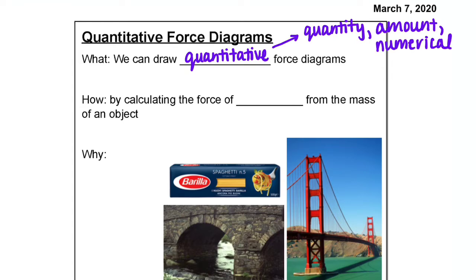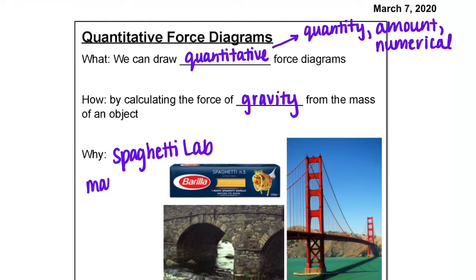We're going to do this by calculating the force of gravity acting on objects based off of their mass. And if we're able to do this, we're going to be able to apply this skill to something we did way back when. In the very beginning of the class in Unit 1, we did this spaghetti bridge lab. And our whole goal of that lab was to describe the strength of the bridge in terms of the number of marbles that could be held per strand. Well, now we're going to be able to describe the strength of the bridge in newtons or in force.